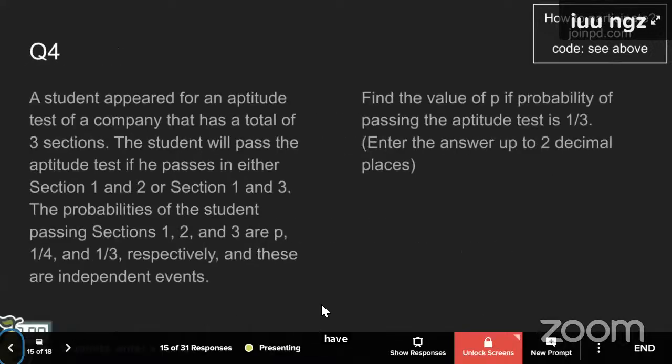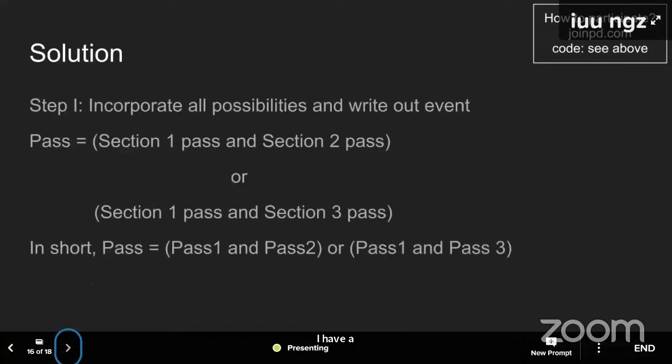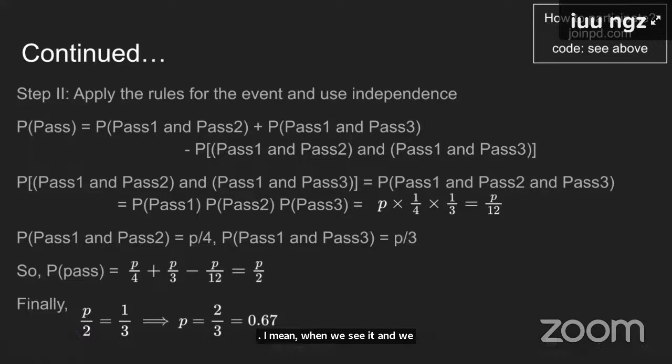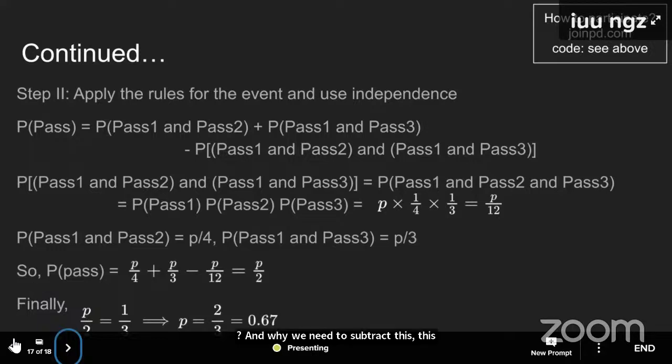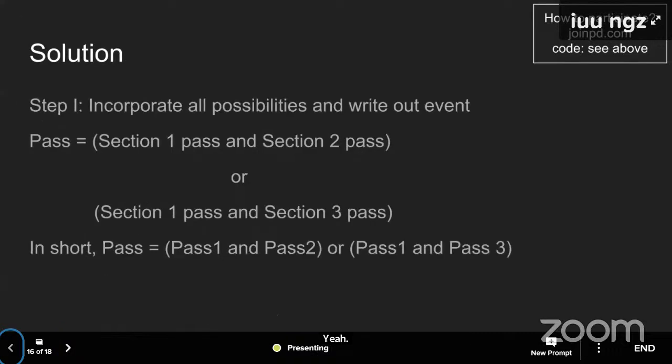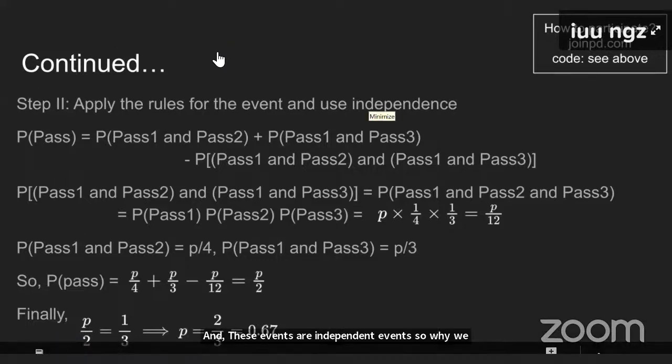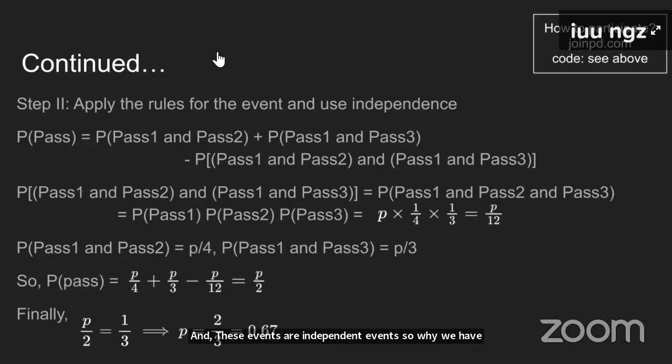Ma'am, why do we need to subtract that intersection part? When we say and, we multiply, when we say or, we add, right? This portion is a bit confusing. When to subtract, when not to subtract? Yeah, ma'am, I made the same mistake, I didn't subtract it. And one more thing, ma'am. These events are independent events. So why have we not multiplied P by 1/4 plus P by 1/3? We have done that, no?